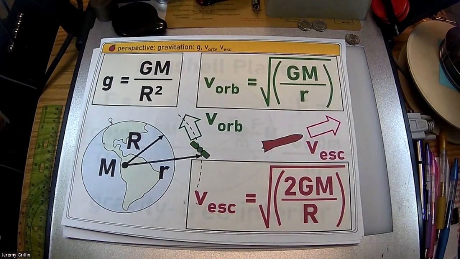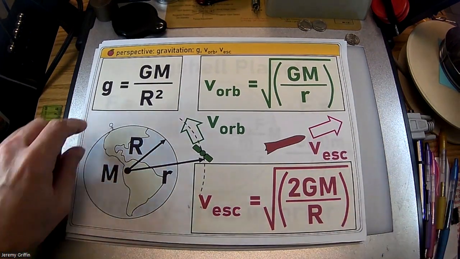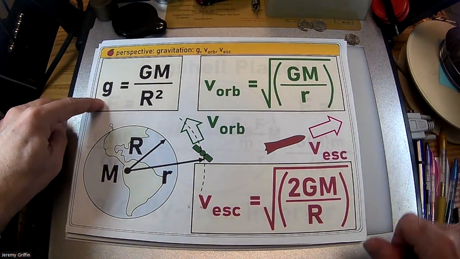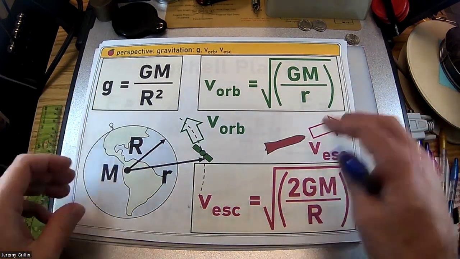That's how you do that. Right. So here it is. Oh, all on one nice page here: gravitational field, orbital speed for circular orbit, escape speed for a rocket.